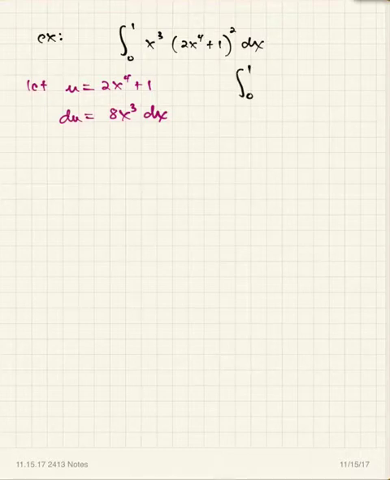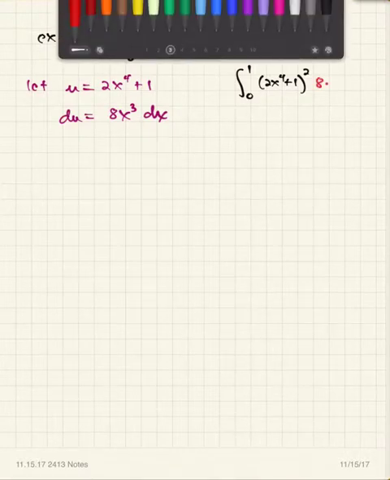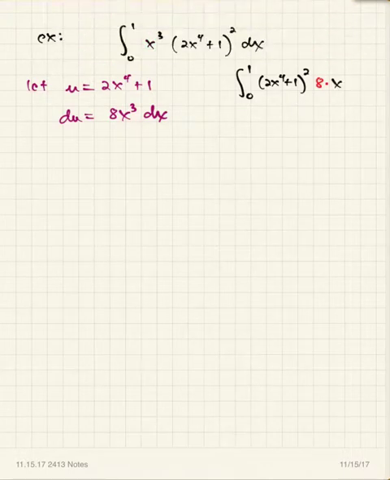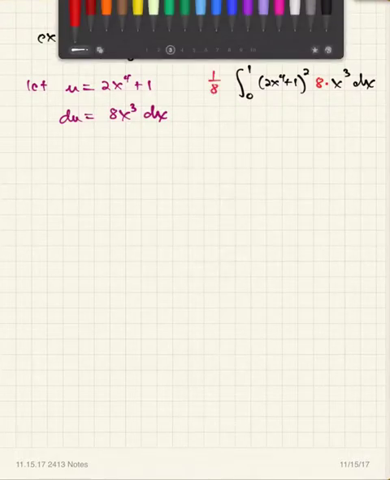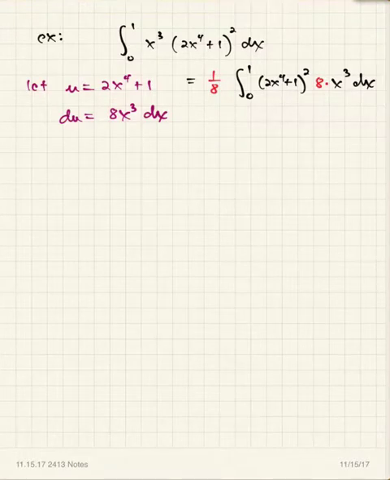So this is the integral from 0 to 1. I have 2x to the fourth plus 1 quantity squared. And then I have that x cubed in there, but I am going to multiply that by 8. Right? So this would be 8x cubed dx right there. So I'm multiplying on the inside of the integral by 8. And remember, this is a legal move as long as you also multiply outside of the integral by 1/8. Multiply by the reciprocal. That way, when you pull that 8 out of the integral, they would divide out. And it's like you're not really doing anything at all.